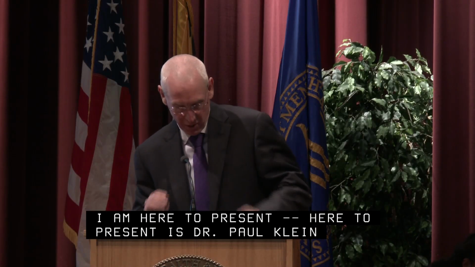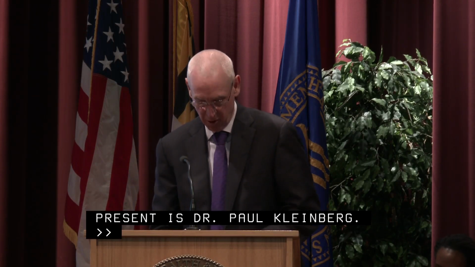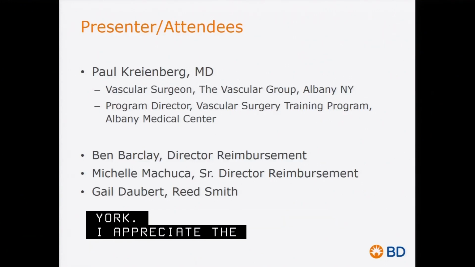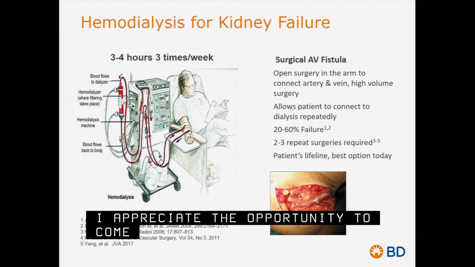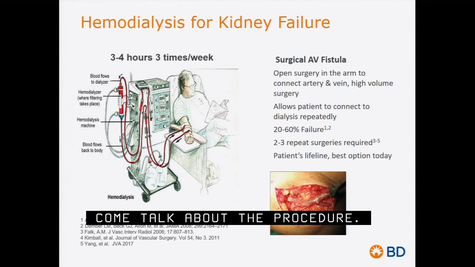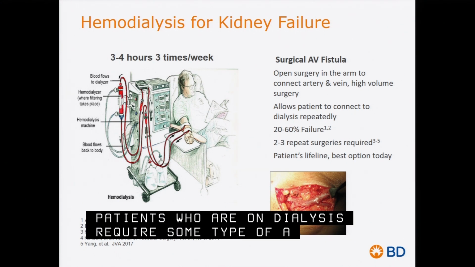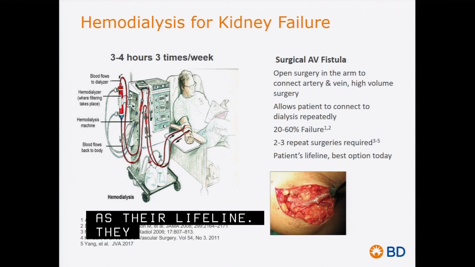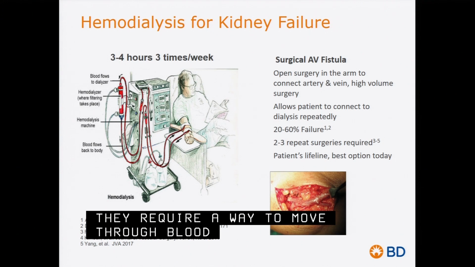Good morning. My name is Paul Kryenberg. I'm a vascular surgeon from Albany, New York, and I appreciate the opportunity to come talk today about the WaveLink endovascular AV fistula procedure. As you know, patients who are on dialysis require some type of AV access as their lifeline because they require a way to remove blood from their body quickly, run it through the dialyzer, and then give it back relatively quickly to keep things from thrombosing. And so because this access becomes their lifeline, now there's several ways to do this.